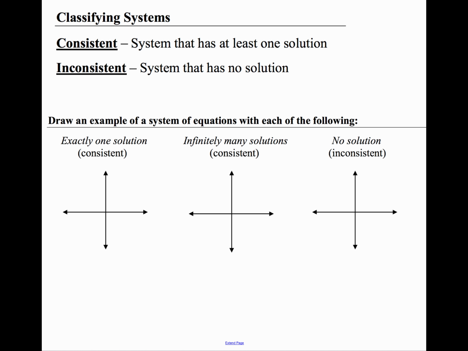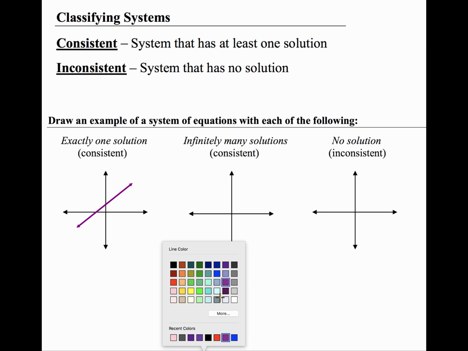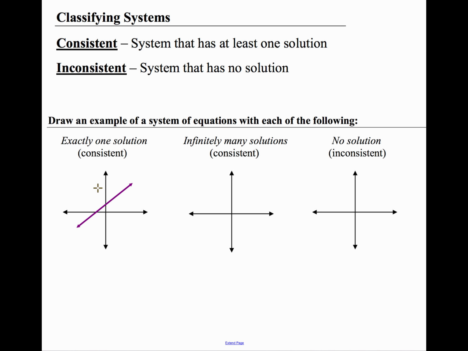So let me get my line tool out. Exactly one solution, I'm going to have two lines that cross at one point. So that gives me one solution. So any type of lines that intersect are going to intersect at one point.